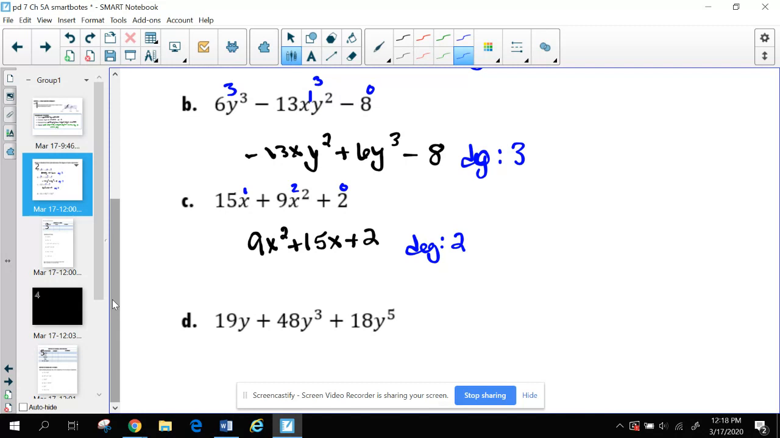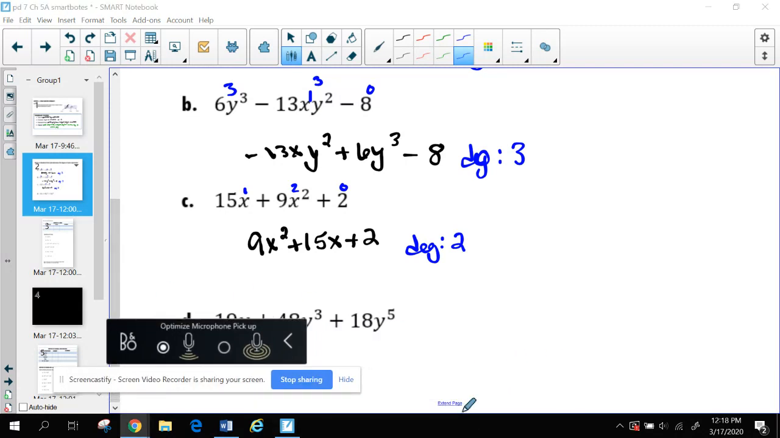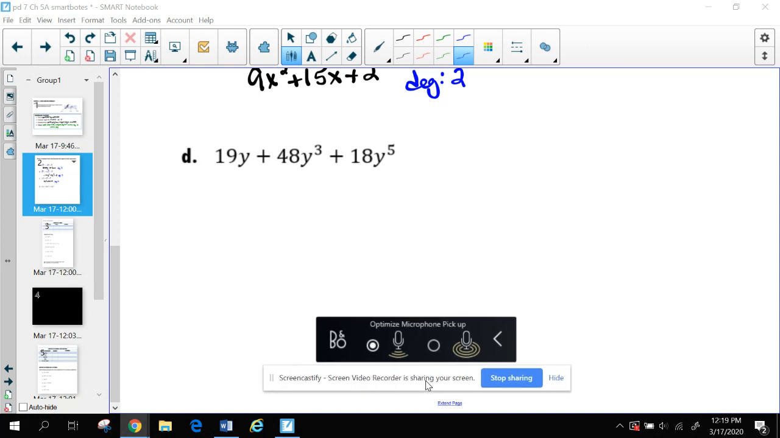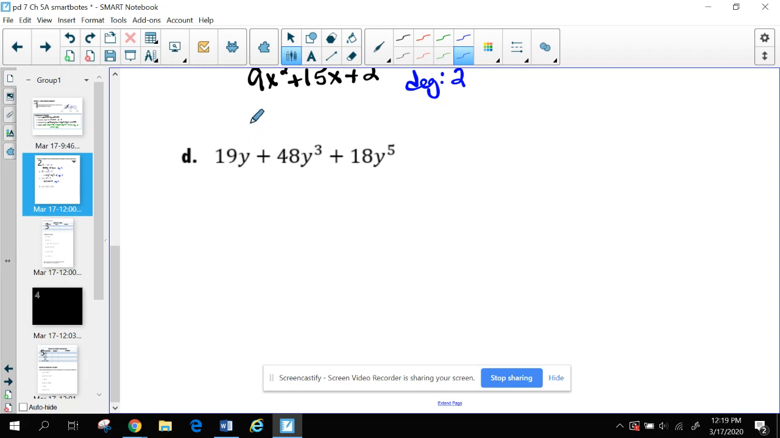Our last example for just this topic, I'm going to extend my page here. We're going to check those degrees again. So if I go up here, this is just a y, so this is degree 1. So I have a degree 1, degree 3, and a degree 5, excuse me. So to write this in standard form, 18y to the 5th plus 48y to the 3rd, and then we'd have our plus 19y. Our degree then is going to be the degree of the largest term we wrote up there, so this would be degree 5.